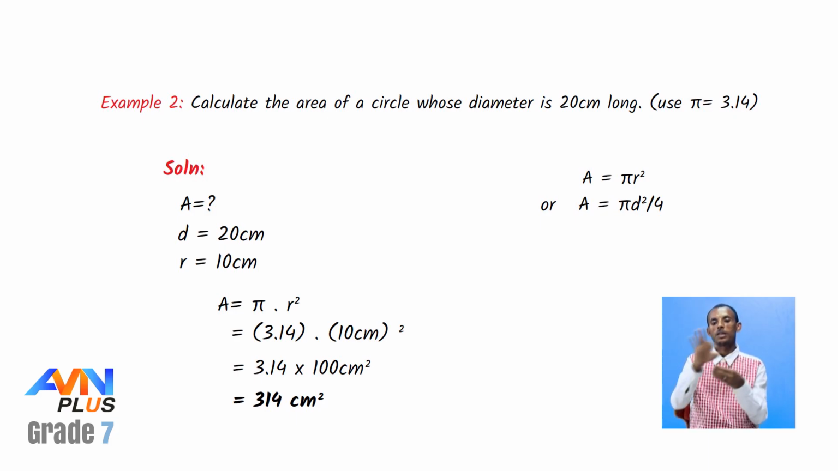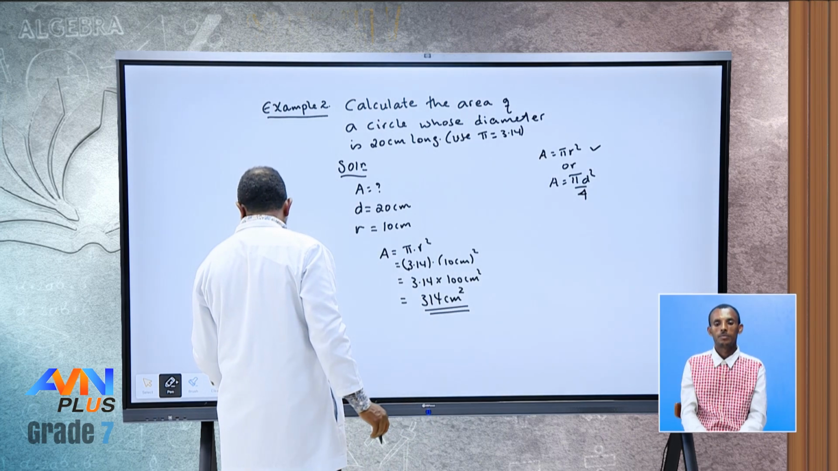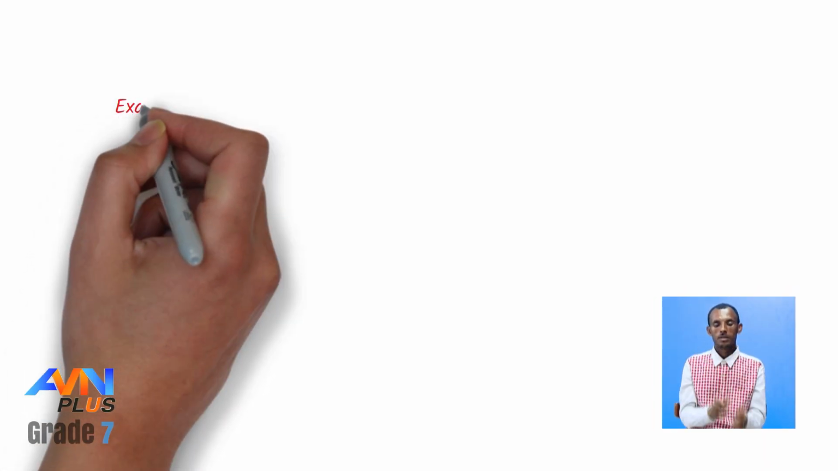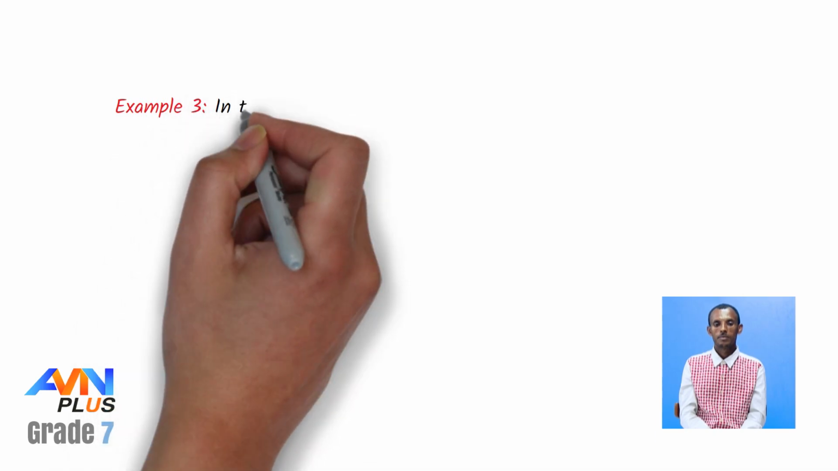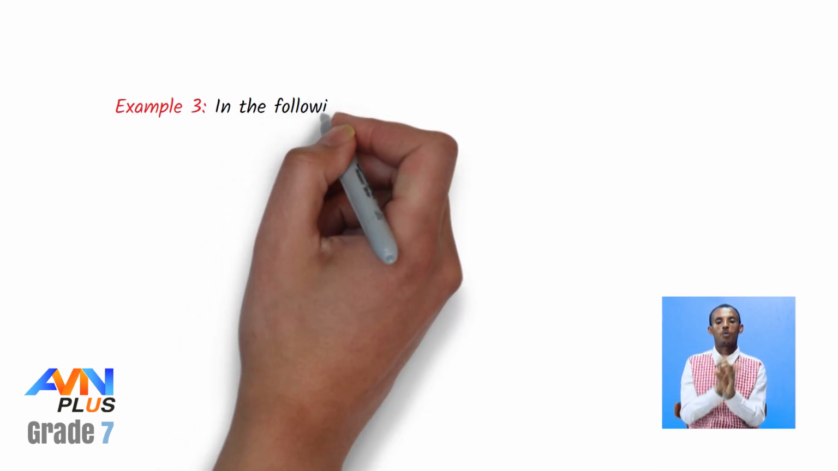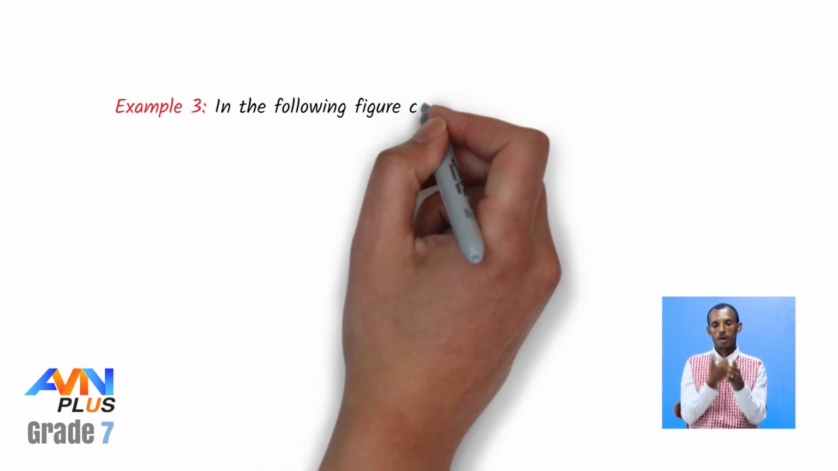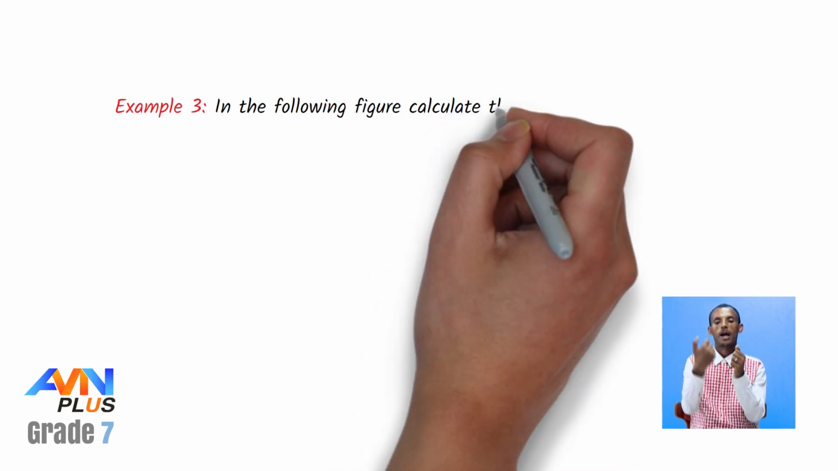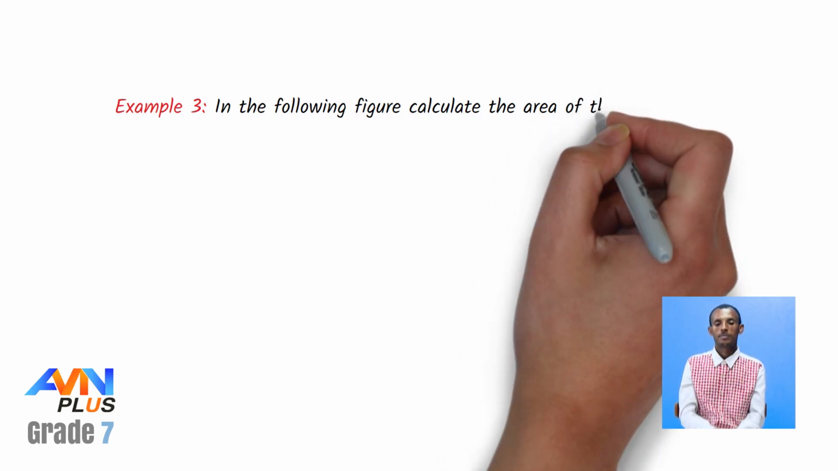Now let's see one last example. Example 3. In the following figure, calculate the area of the shaded region.